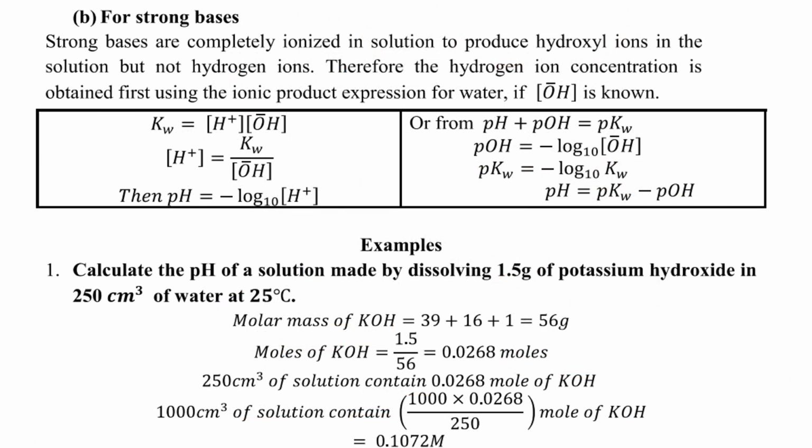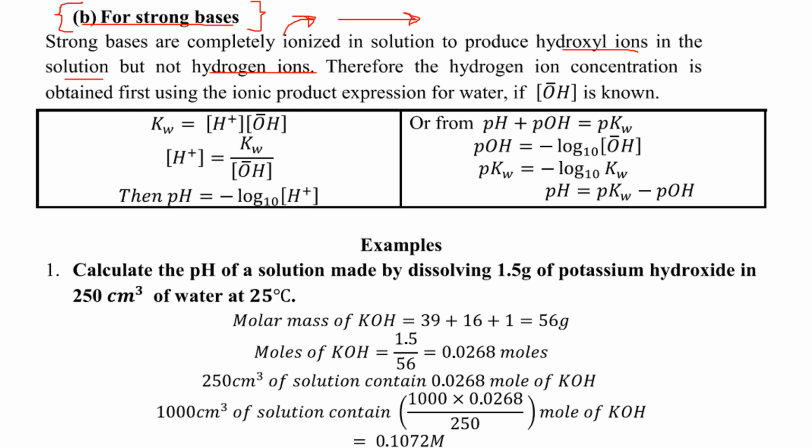The second chapter, we are going to be looking at strong bases. We have been looking at strong acids, so let's look at the calculation for strong bases. Here, we are saying that strong bases are completely ionized in solution, and by this we mean that we are going to be using 4 arrows. Strong bases are completely ionized in solution to produce hydroxyl ions, but not hydrogen ions. We don't expect a base to produce hydrogen ions, but we expect it to produce hydroxyl ions.